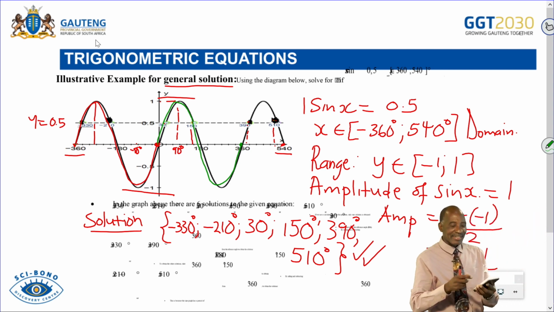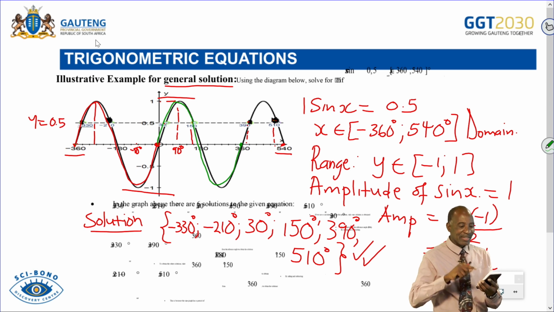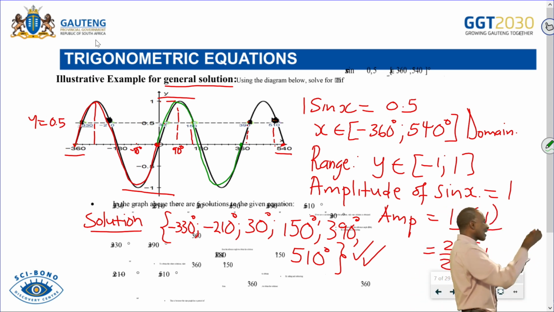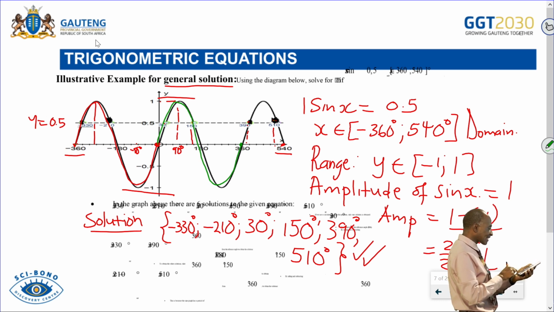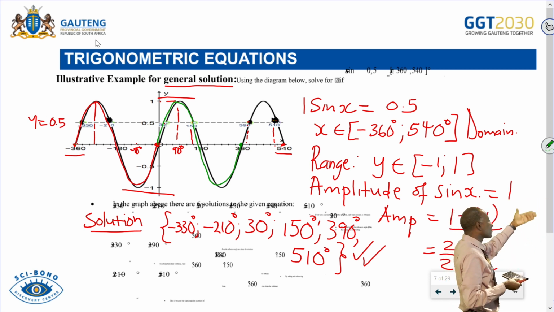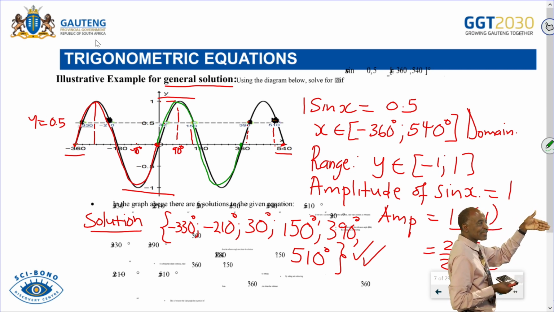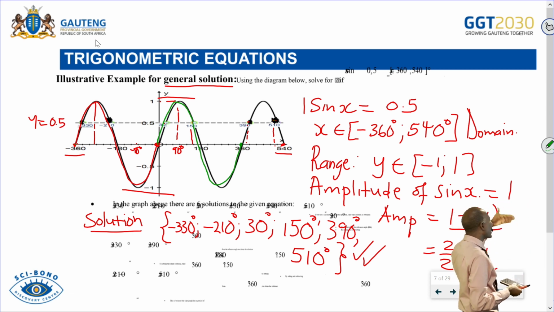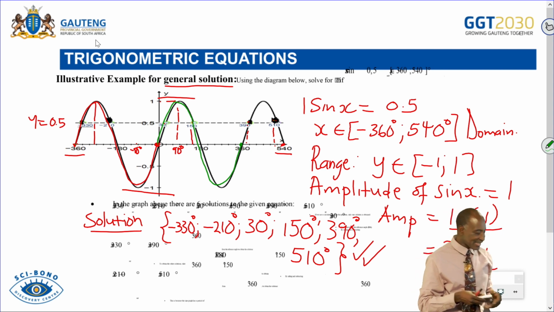If you add 510 plus 360 degrees, it takes you to 870. You keep on adding a revolution. And alternatively, when you start from negative 210, you subtract 360, you're getting negative 570. You may not see it because it's further below negative 360. Our interval stops at negative 360. But if you subtract these revolutions backwards, you generate many other answers going back. Hence, that's what we mean by a general solution.